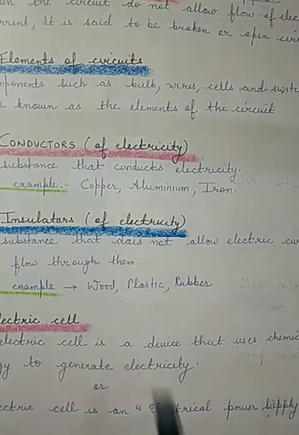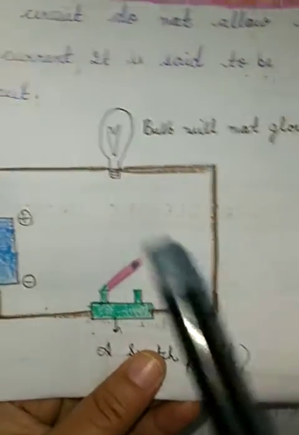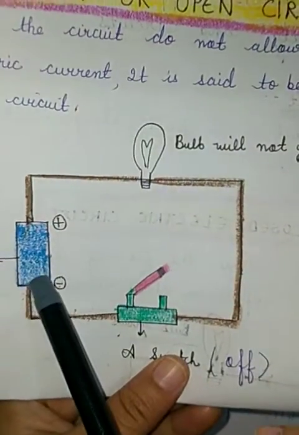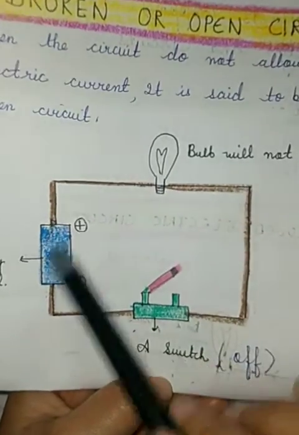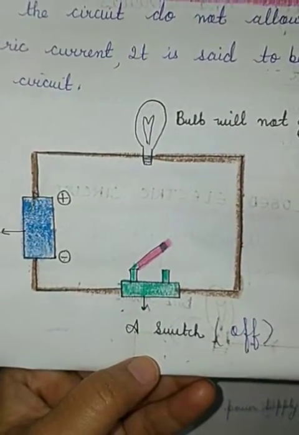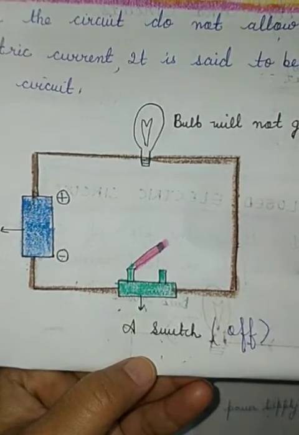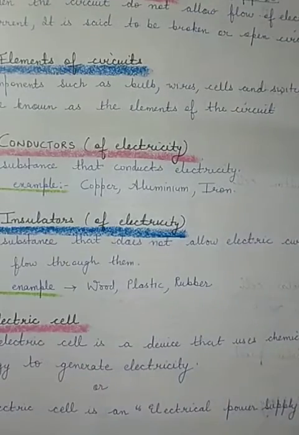Next is elements of circuit. So what are elements of circuit? If you will see in the previous diagram, this bulb, this dry cell, this switch and this wire, these all are known as elements of the circuit, or you can say the components of the electric circuit.